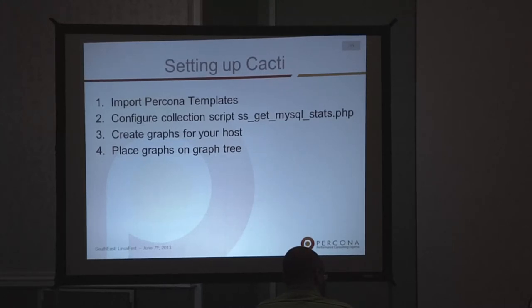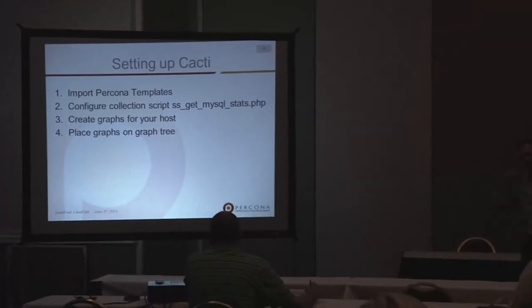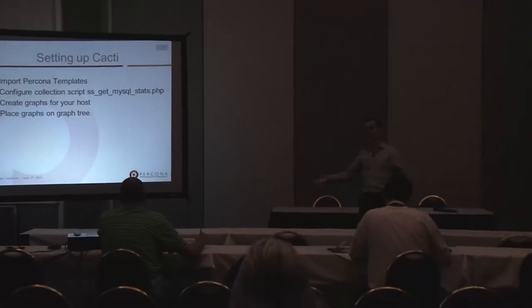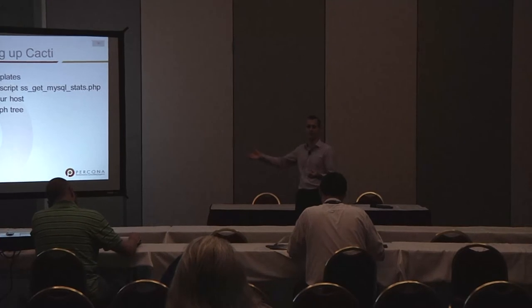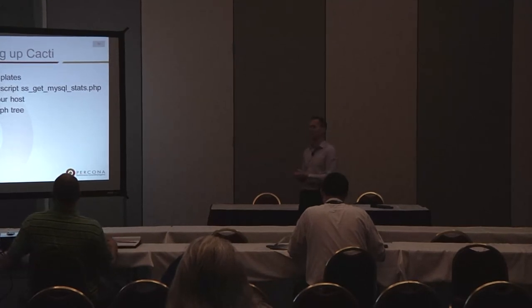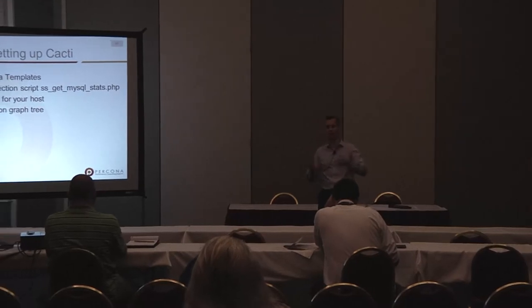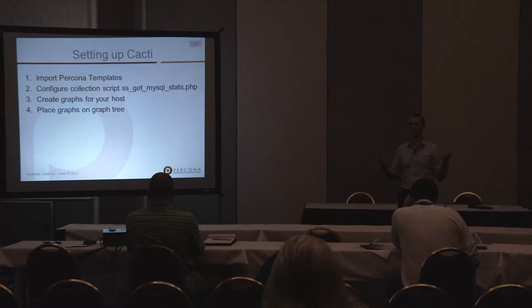Okay? So when you're setting up this environment, you need to import the template scripts. You then need to get the PHP script onto the file system so it can do its thing by connecting to the database servers and pulling in the data. You need to then create graphs within Cacti, so tell it what the host names are and all the different usernames and passwords it needs to know about. And then you need to just generate a graph tree.